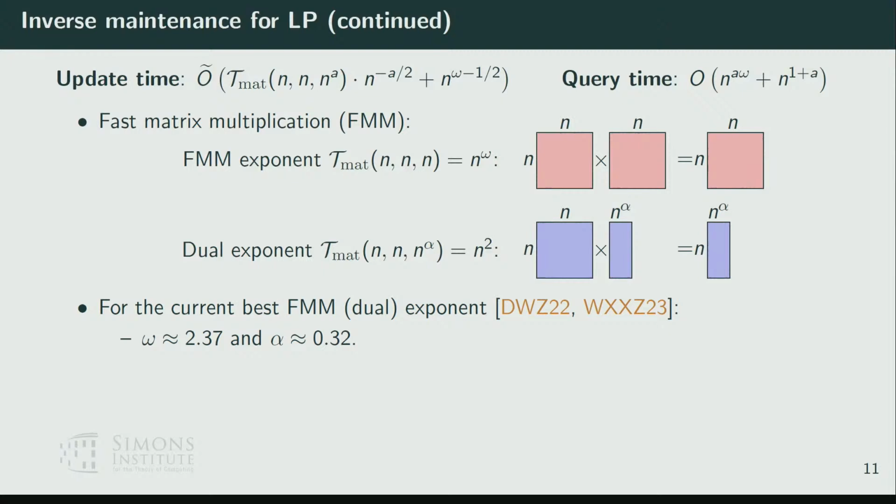There has been very active research until this year. Currently the best omega is about 2.37, and the current alpha is about 0.32. So when we're using these algorithms, we just set a equals alpha so that this T_mat(n, n^a, n) will be n squared.